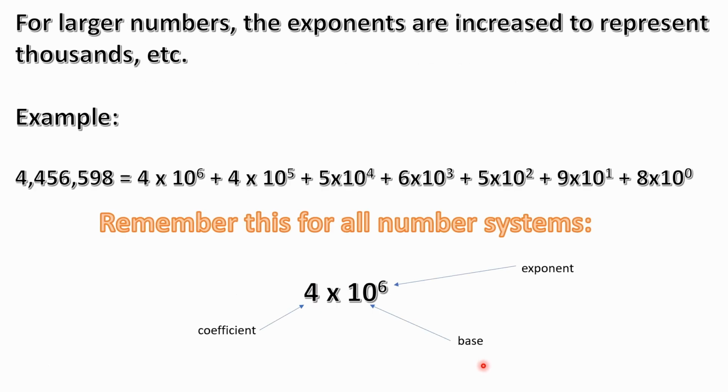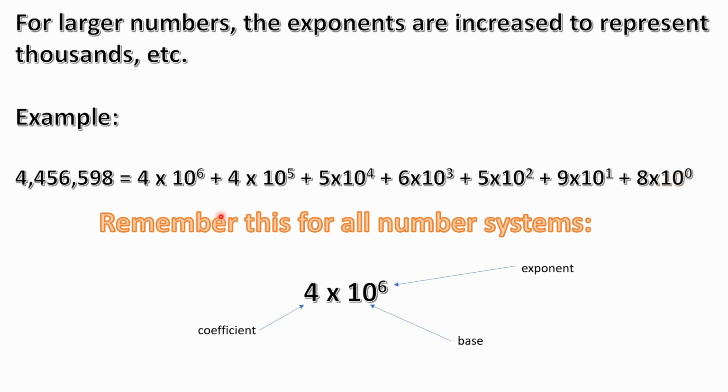For larger numbers, the exponents are increased to represent thousands, 10,000s, 100,000s, and so on. So let's say we have the number 4,456,598. That's represented by 4 times 10 to the 6th power plus 4 times 10 to the 5th power, and these exponents just decrement by 1. Then 5 times 10 to the 4th plus 6 times 10 to the 3rd plus 5 times 10 to the 2nd plus 9 times 10 to the 1st, and finally plus 8 times 10 to the 0th power.